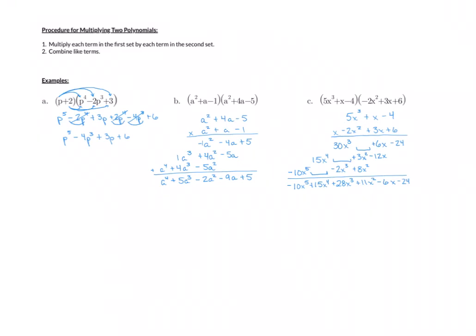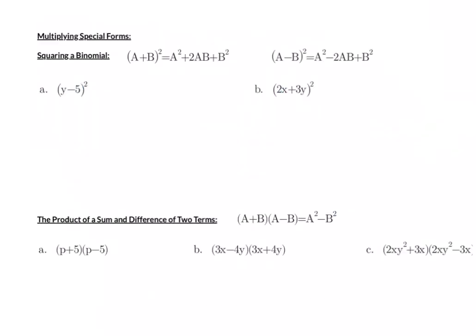Last thing that we're going to look at is some special cases. These are special forms. We have two that we're going to look at. The first one is squaring a binomial. And one thing to be careful on these ones is that the square does not distribute across addition. A plus b squared is not the same thing as a squared plus b squared. It's actually equal to a squared plus 2ab plus b squared. And similarly, for a minus b squared, we get a squared minus 2ab plus b squared.